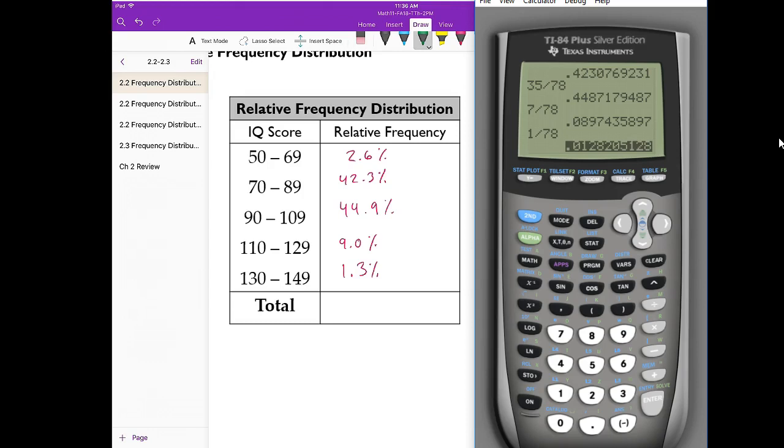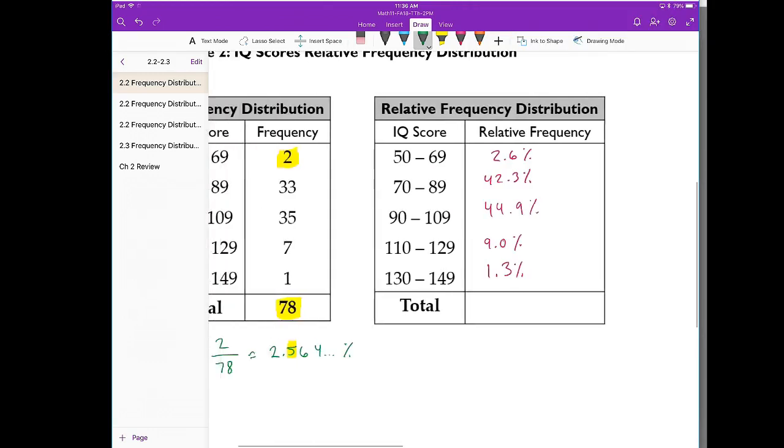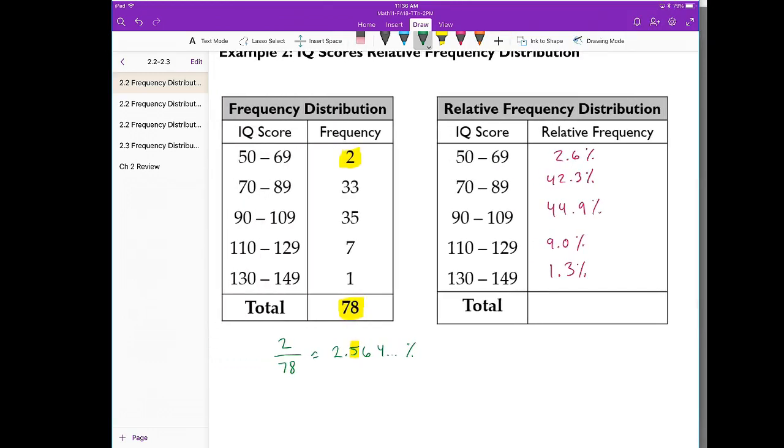Okay, so pretty much what we just did is we took a frequency distribution. A frequency distribution shows the frequencies, and then we converted it to a relative frequency distribution, which shows each of the frequencies for each of the different classes as percentages. And if we add up all of these, think about what we should get down here. What will we always get when we add up all the percentages?